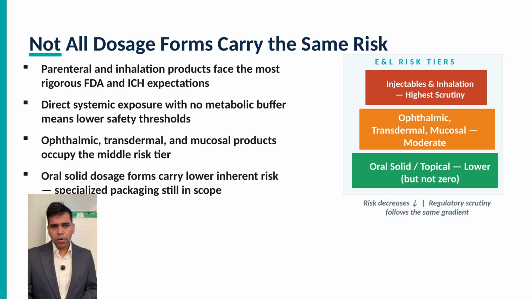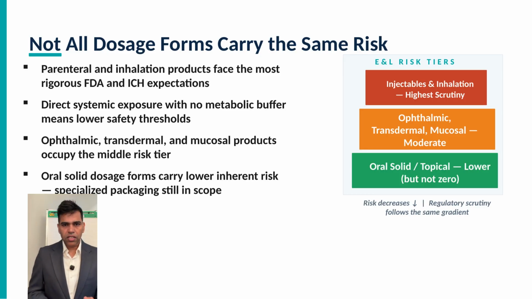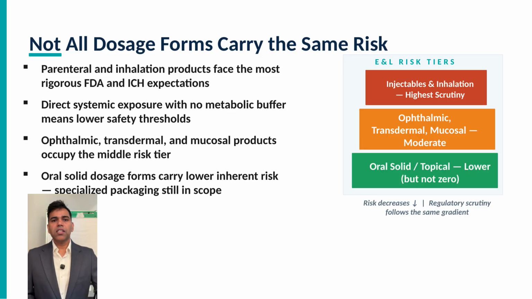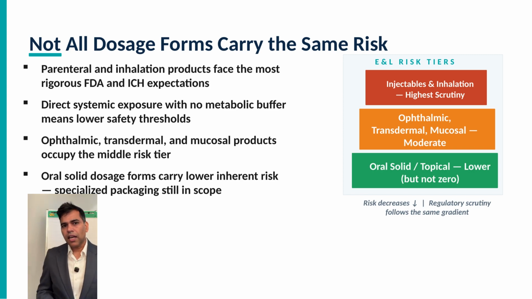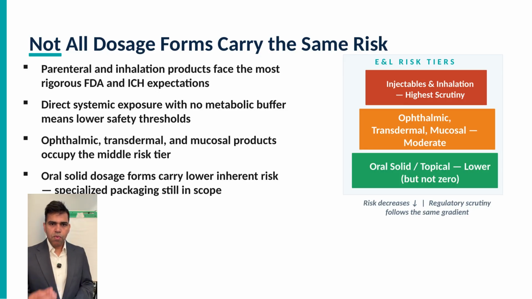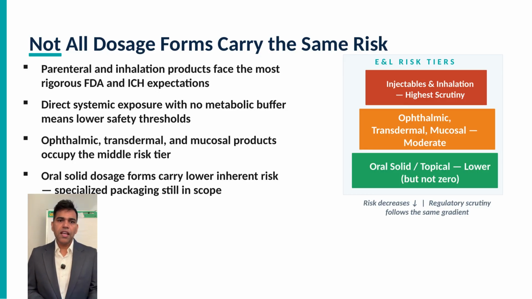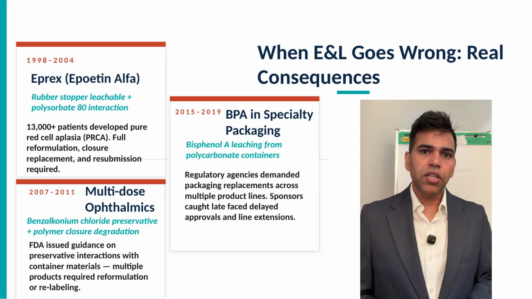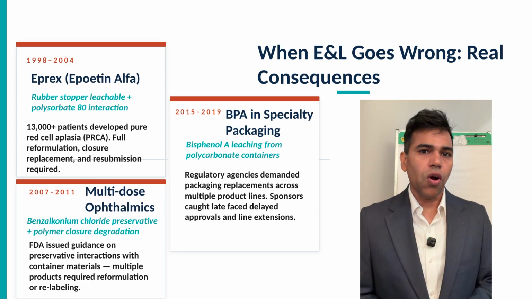Ophthalmic, transdermal, and oral mucosal products sit in the middle tier. Direct contact with sensitive surfaces demands a systematic approach. Oral solid dosage forms carry lower inherent risk, but that doesn't mean zero. Specialized packaging like unit dose foils, moisture barrier films, and blister push-through systems still needs to be assessed. ICH Q3E applies a risk-based framework precisely because one size does not fit all.